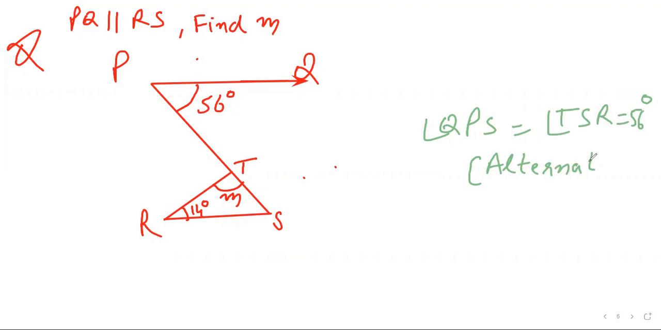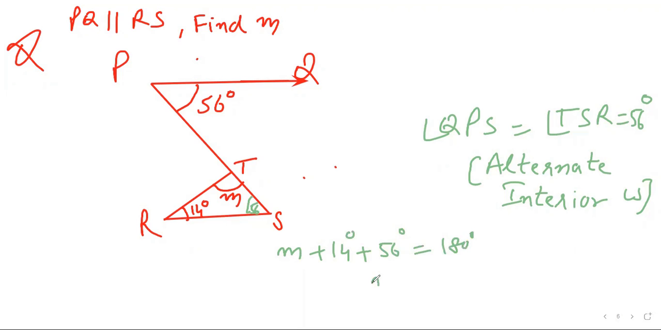Alternate interior angles. So we get this angle as 56 degrees. To find the value of M, we can find it using the angle sum property. That means M plus 14 plus 56 degrees is equal to 180 degrees. We can find the value of M in this way. This is 70. 180 minus 70 degrees is equal to 110 degrees. Think and do. This should be the concept in learning things.